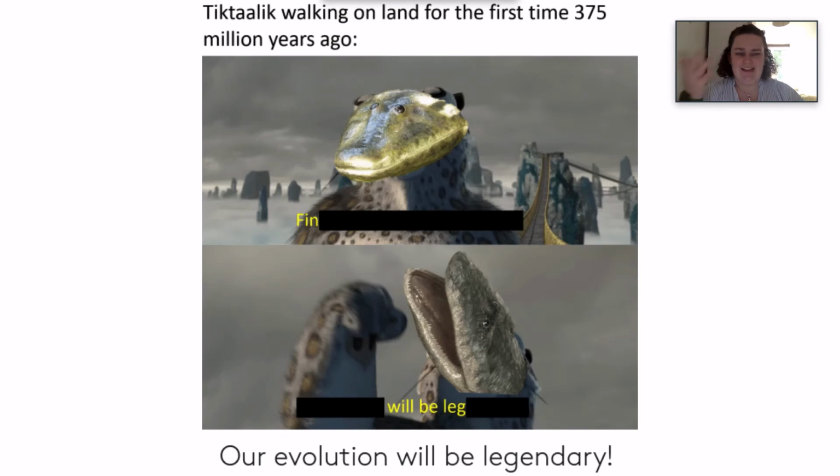And then this is a meme that was one of my favourites, and it makes me laugh every single time. It says, Tiktaalik walking onto land for the first time 375 million years ago: fin will be leg, our evolution will be legendary. I don't know, it just makes me laugh every time I see it.